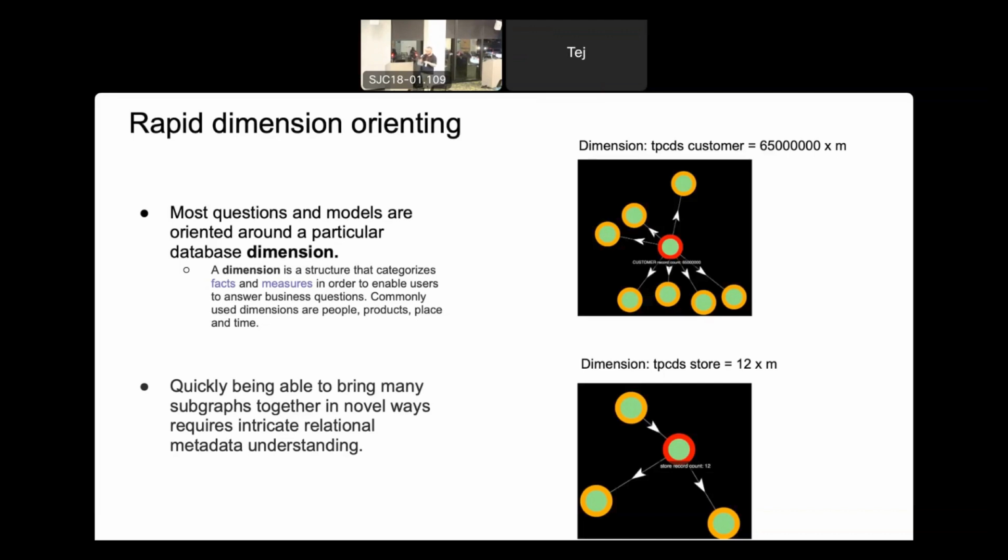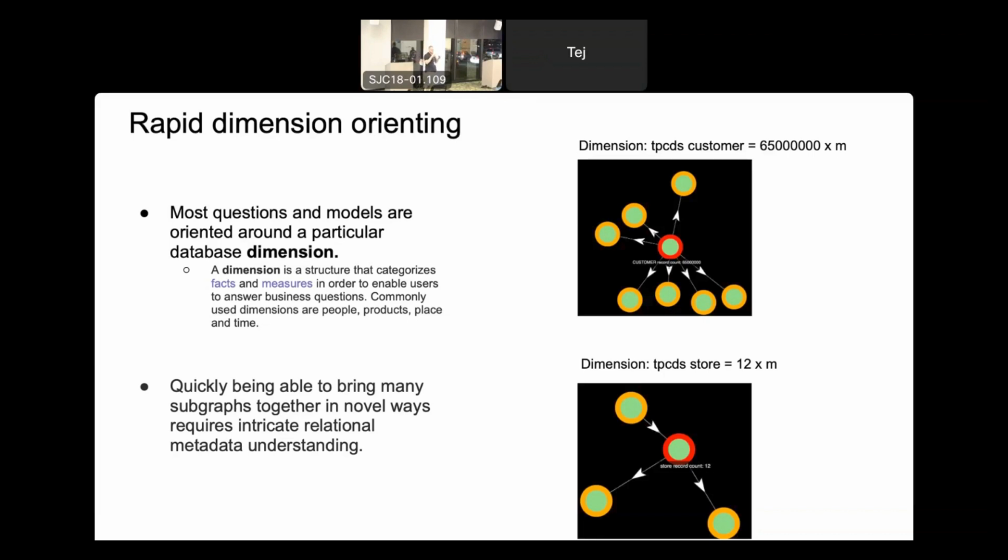On that top one, we were looking at the transaction processing benchmark data set, the customer dimension. It's 65 million records. So to build an ML model or do an analysis relative to that, you would want a 65 million row by M, where M is the number of columns, data set, so that you don't have duplicate customers. Below would be the store dimension. The store only has 12 records, but you might want to bring in the count of customers at that store, which is essentially aggregating that 65 million into 12 records.